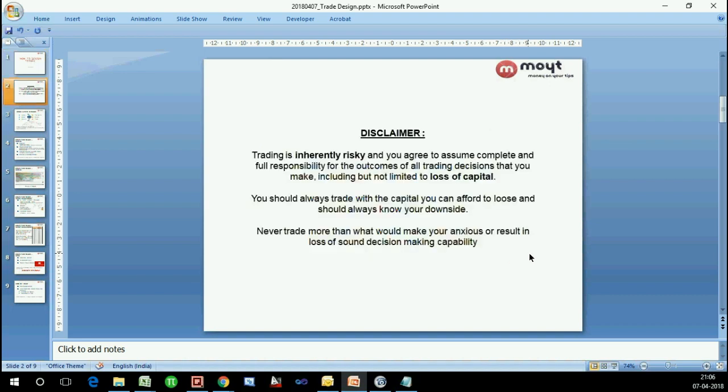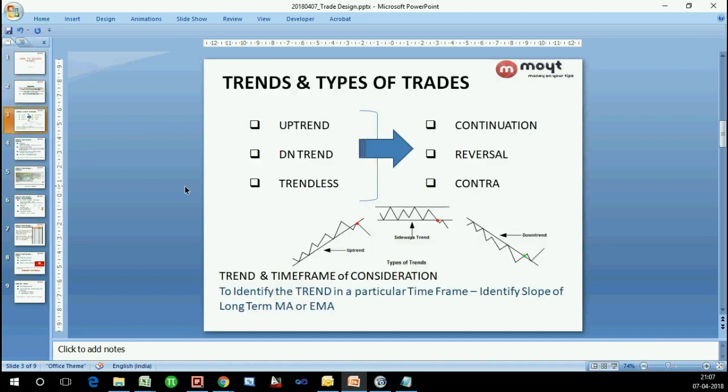Okay, moving ahead. This is a customary disclaimer. Trading is risky, and it is inherently risky, and there is always a risk of losing your capital. So you should be aware of what you are doing. Many people subscribe to call services without understanding the implication of that particular trade. So, right, this is the disclaimer. Nevertheless, let's move ahead and see how we can have a structured, proper way of going about a trade.